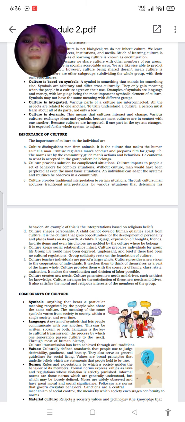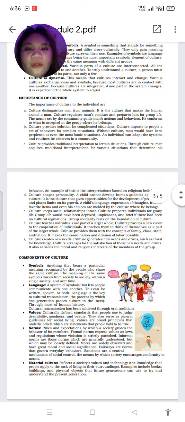So importance of culture. The importance of culture to the individual are: culture distinguish man from animal, meaning we are different from animal. Although we are animal, but because of culture, we are distinguished. So, like for example, language and other norms that animals cannot do.